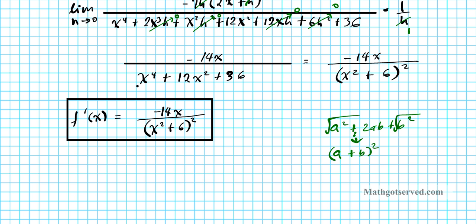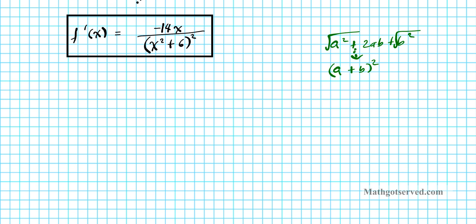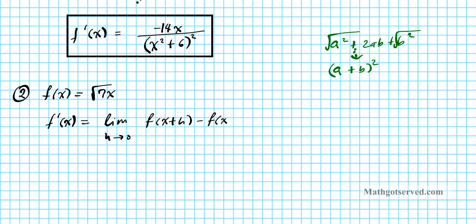All right, so for number 2, let's consider another function. The function under consideration involves a radical. We have f of x equals the square root of 7x. So we're using exactly the same limit definition. Let's rewrite the formula again just to refresh our memory. f prime of x is equal to the limit as h approaches 0 of f of x plus h minus f of x over h.